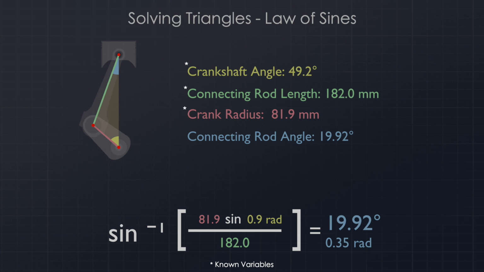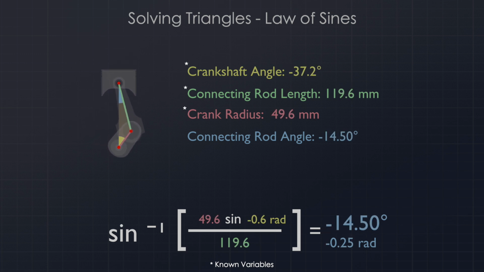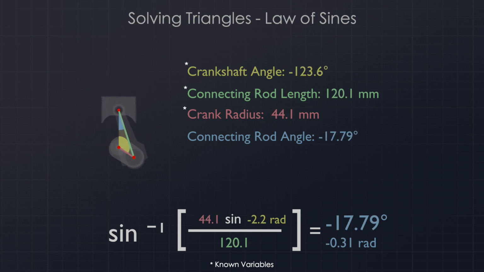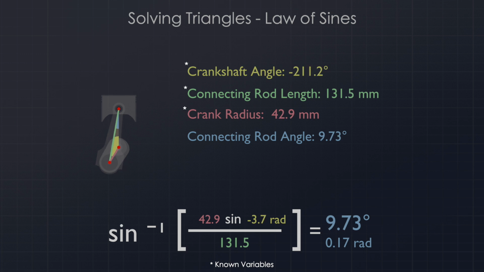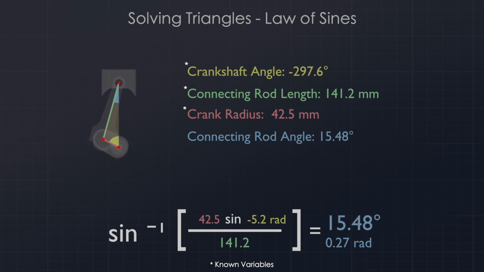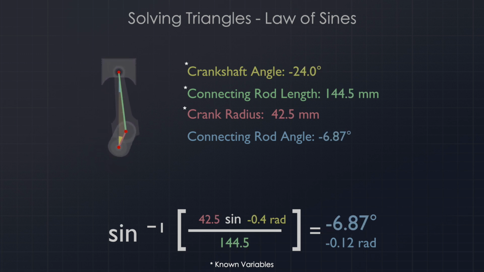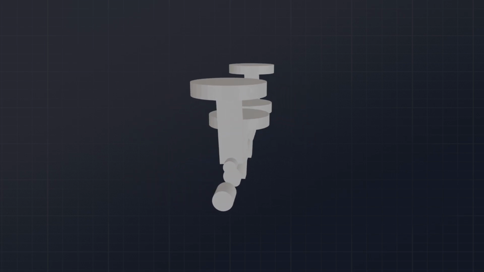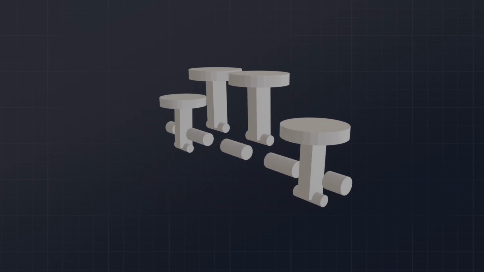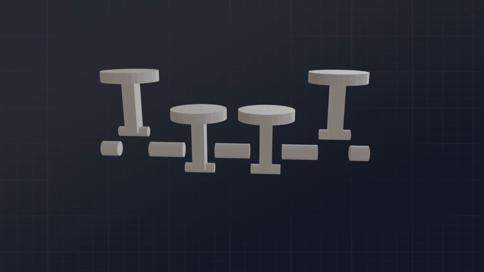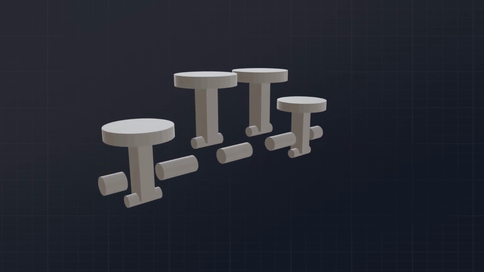Because we already have one side length and its corresponding angle, and the length of the missing angle's side, we can use the law of sines to solve for the missing angle, which you might remember from your high school math class. So up to this point, we have a pretty decent representation of the core of an engine, but we're still only limited to inline engines, where all the pistons are in a line.